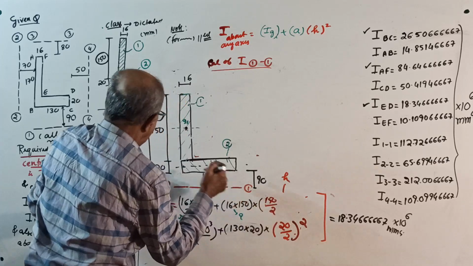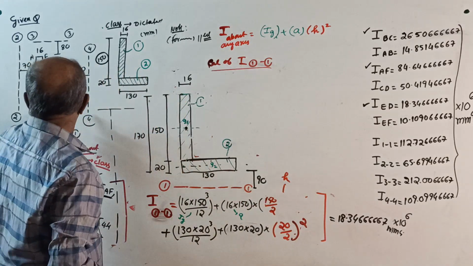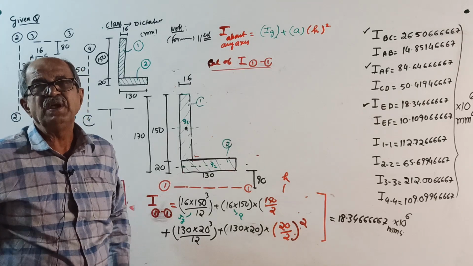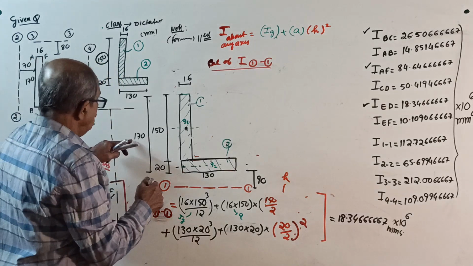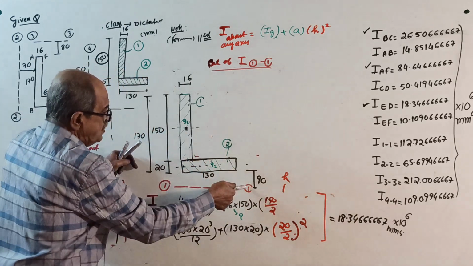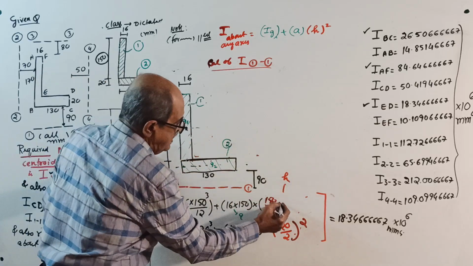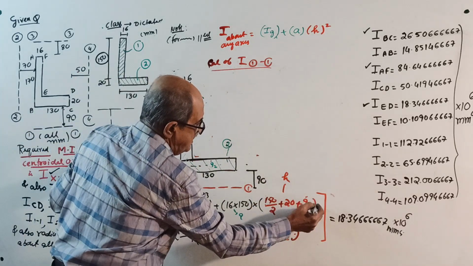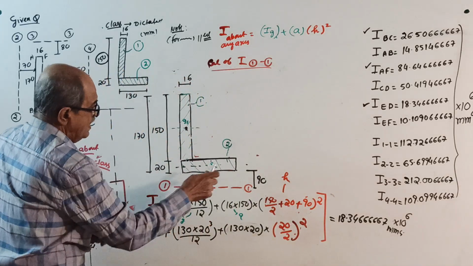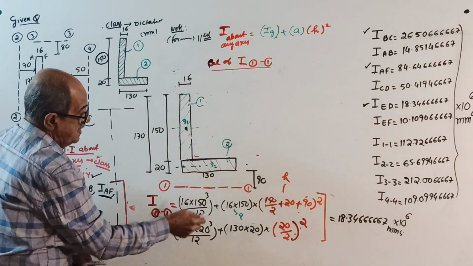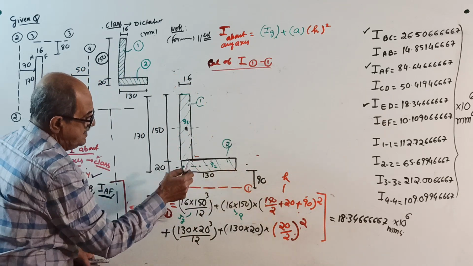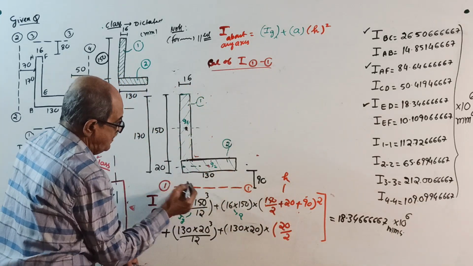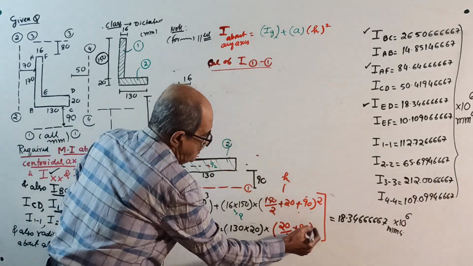150 by 2. If somebody will find a mistake, he is doing I for EAF, still he wrote I for BC, he has not removed it. Such people, we can't do anything. 150 by 2 plus 20, from here to here, plus another 90, whole square. For the second one, I about its own axis here plus area into this distance square, 20 by 2, from centroid here to here, 20 by 2 plus another 90 plus 90 whole square.